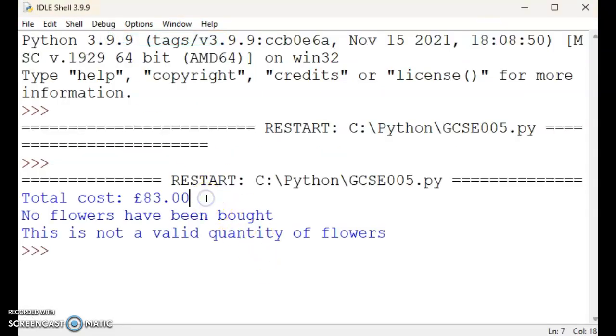Okay, first of all, £83 sounds convincing, and then "no flowers have been bought" appears whenever you put in a 0, and "this is not a valid quantity of flowers" appears when you put in a negative number. So generally I'm happy with that.